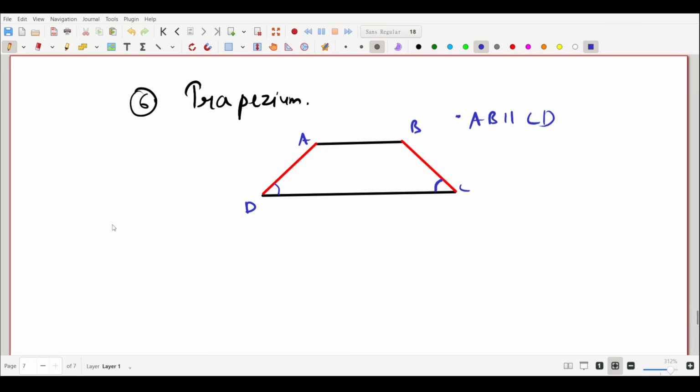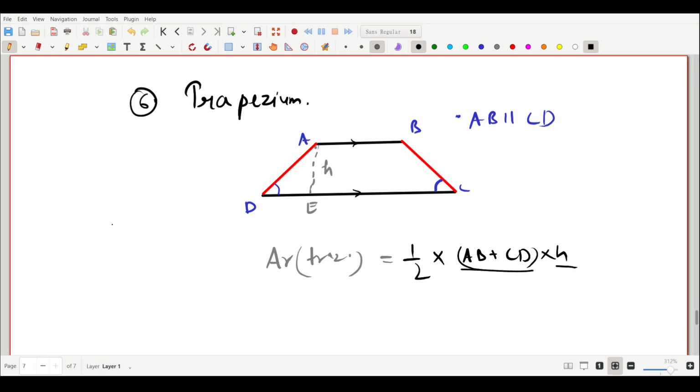Since I have shown you the trapezium here, let's talk about the area of a trapezium, which is sometimes important. How will you find the area of a trapezium? If you know the height of the trapezium, you can find the area. Let's say the height is AE, H. The area of a trapezium is simply 1 upon 2 times the sum of parallel sides times height. Parallel sides are AB and CD. This is the area of a trapezium.